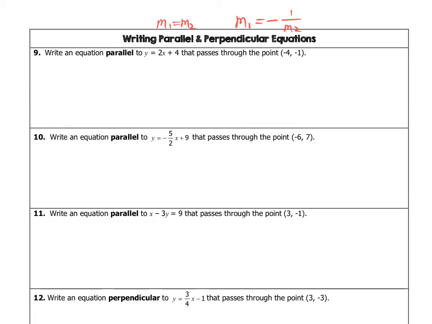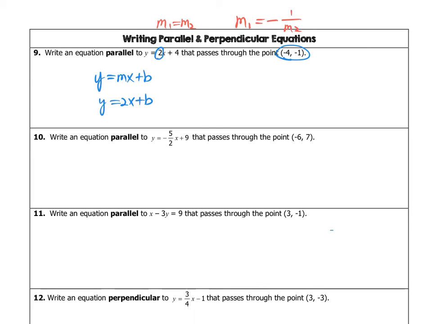So let's look at number 9. Number 9 says I'm asked to write an equation parallel to this one, but I'm given a point, right? So if it's parallel, I know my slope. If I use my slope intercept form, I know that it has to be 2x plus b. Okay, so that's one way to do it.